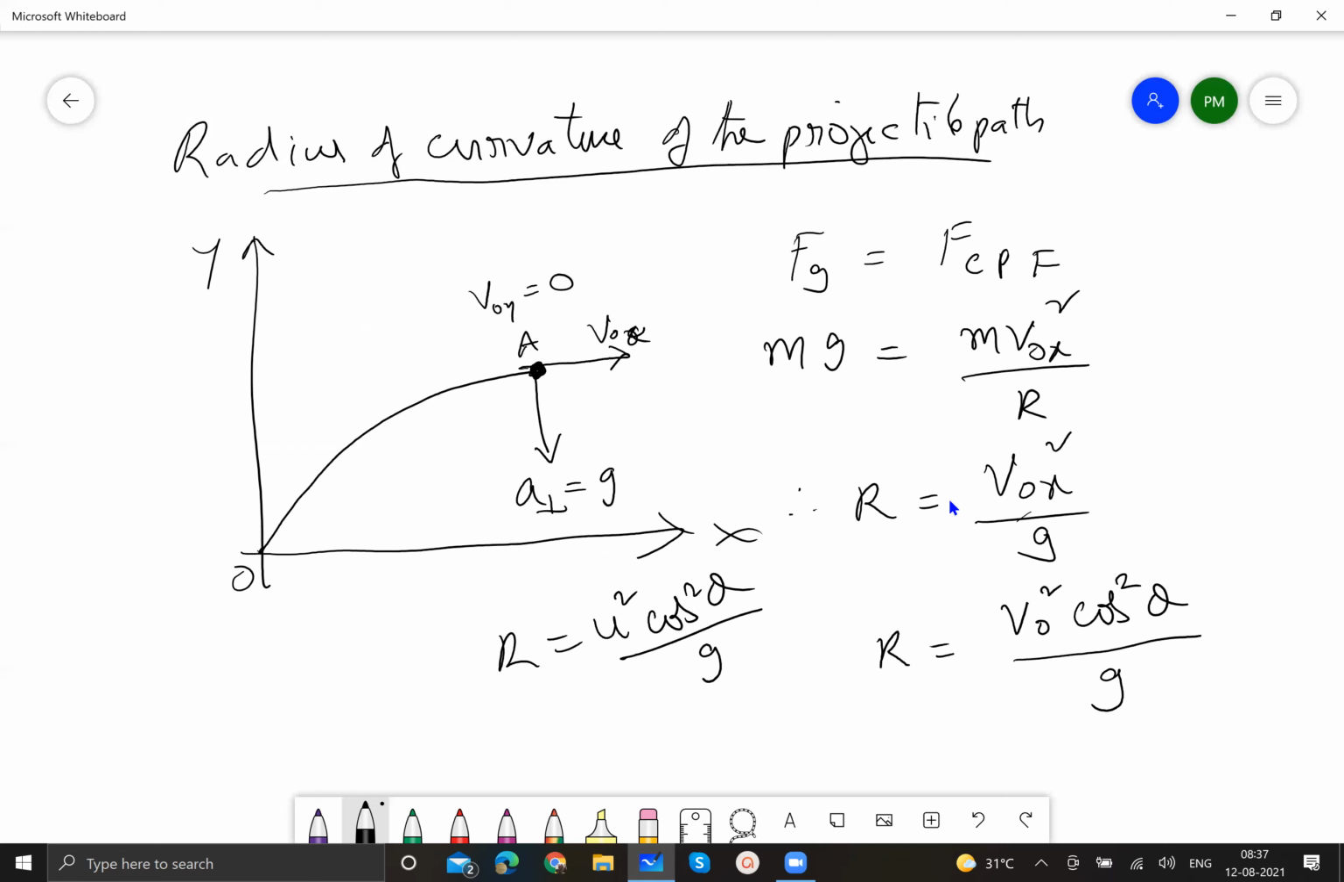Now the next one needs a little stress because of its differential calculus method of solving it. So we are going to get the radius of the circular arc of the projectile. Okay.